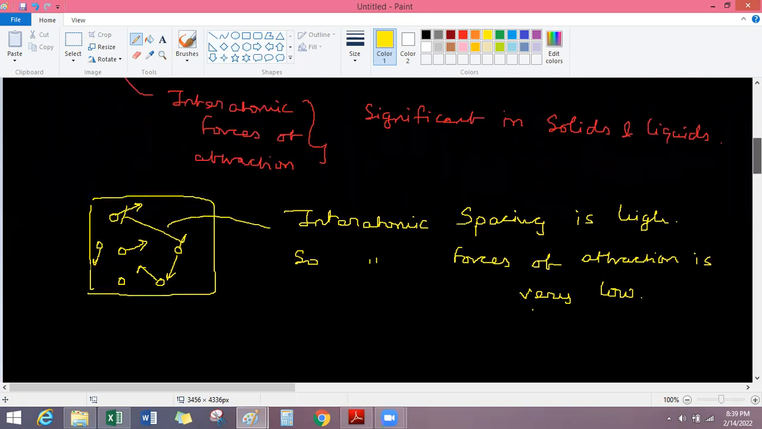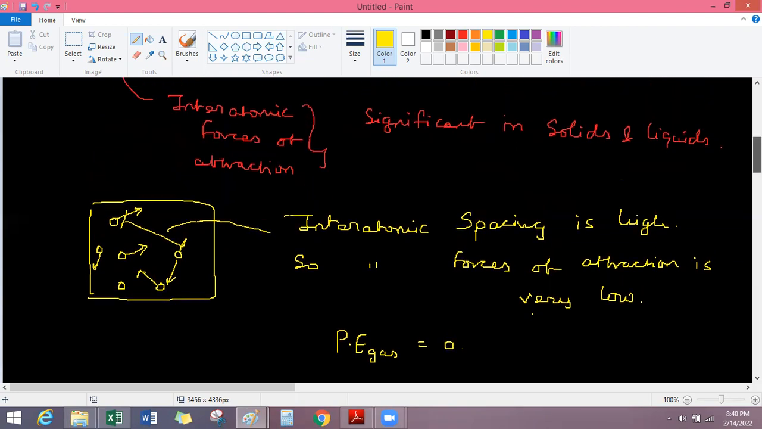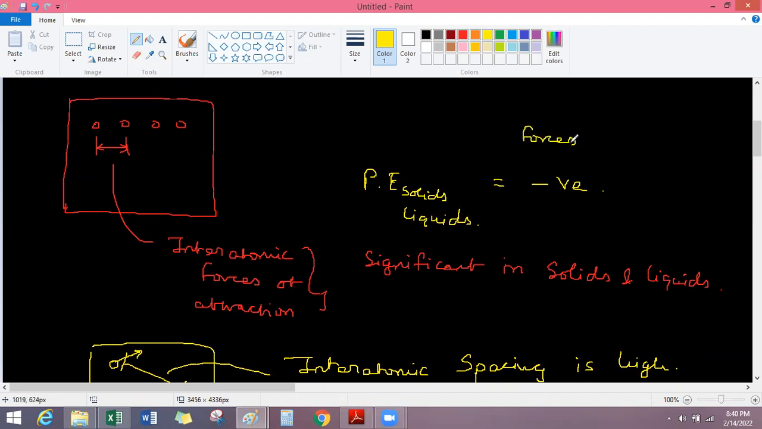Somewhere in your heating curve and cooling curve, I gave you this information. So take it down one more time. It's a bit confusing. So potential energy for gas is zero. Why? Because of this reason. Potential energy for solids and liquids is negative. Why negative? Because there is some interatomic force of attraction. Okay, so take it down properly. As I told you, we already studied this in your heating curve, thermal properties.